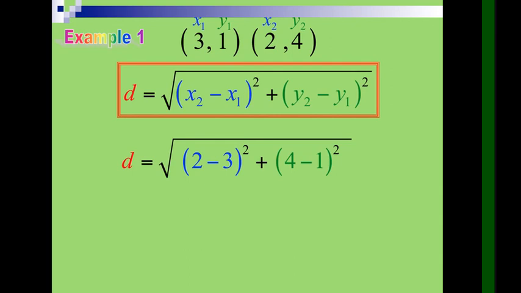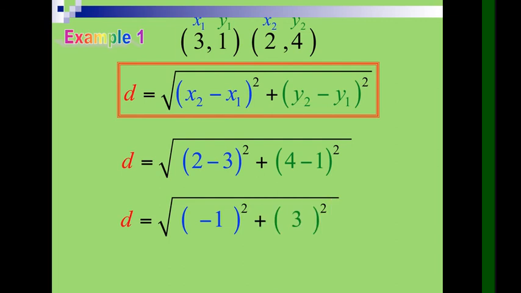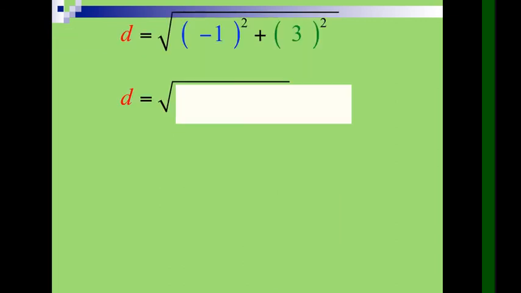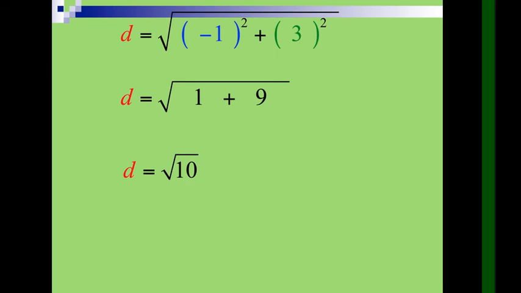Then 2 minus 3 is equal to negative 1, and 4 minus 1 is equal to 3, right? And then get the squares. What is negative 1 squared? That's 1. And then plus 3 squared is 9. Then the square root of 10. Therefore, the distance ng points na given na yon is d equals the square root of 10.